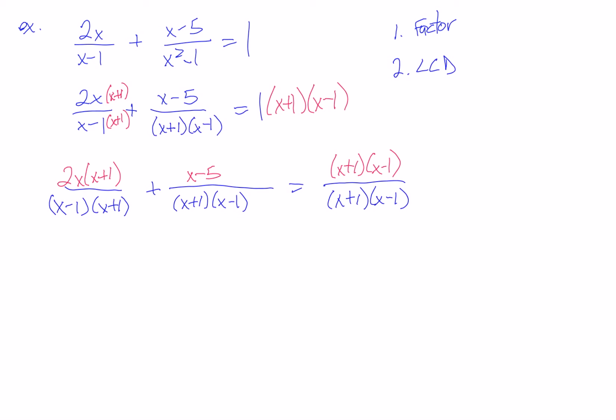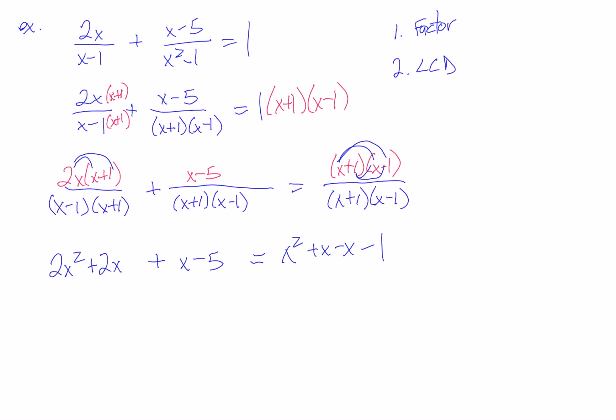So when we multiply the first one, we get 2x squared, and 2x times 1 would be 2x. Remember to FOIL these out. And then we have our x minus 5 for our second fraction, and on the other side, when we FOIL it out, we get x squared plus x minus x. Right? Remember, you've got to do the inside ones. X times 1, 1 times x, and then 1 times minus 1 would give us minus 1. And now we're ready to simplify.